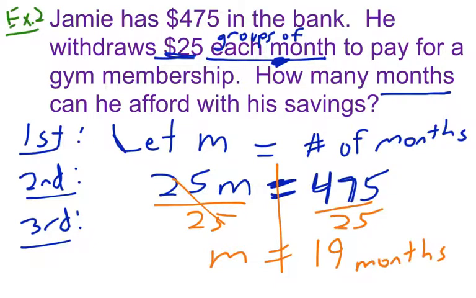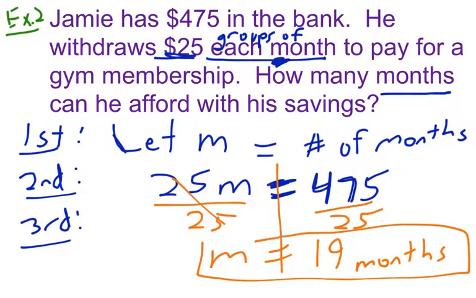And then just see if that makes sense. And you could work backwards, just plug it back in. So 19 times 25 should give you 475, and it works. All right, let's try one more example, example 3.